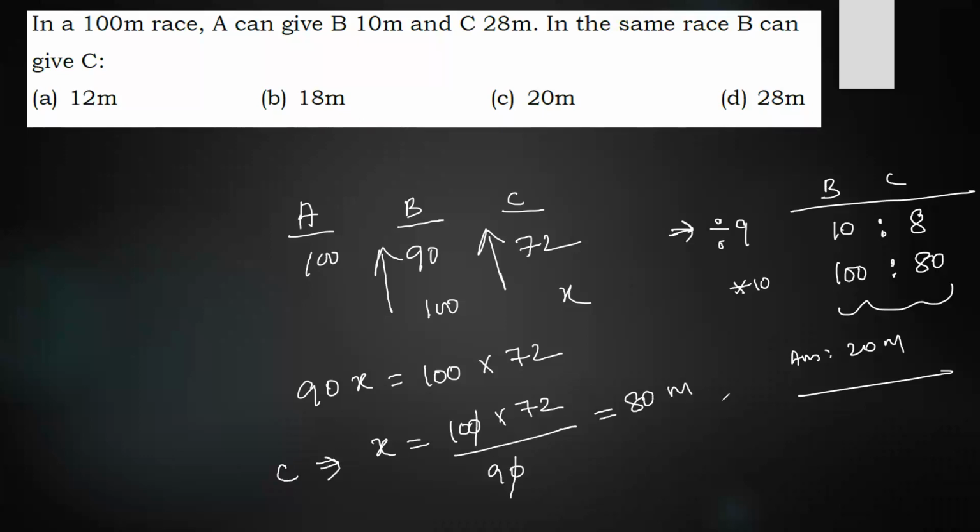Or else, for 90 it is 72. For 100, what is the x? Cross multiplied, you will get x as 100 into 72 by 90. Divided, you will get 80. So C runs only 80 meter. If B runs 100, at that time C will be at 80 meter. So the difference between C and B is 20.